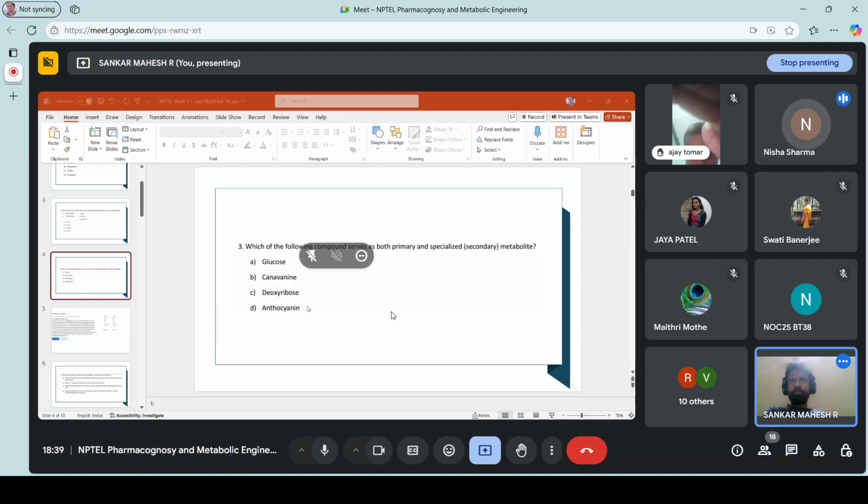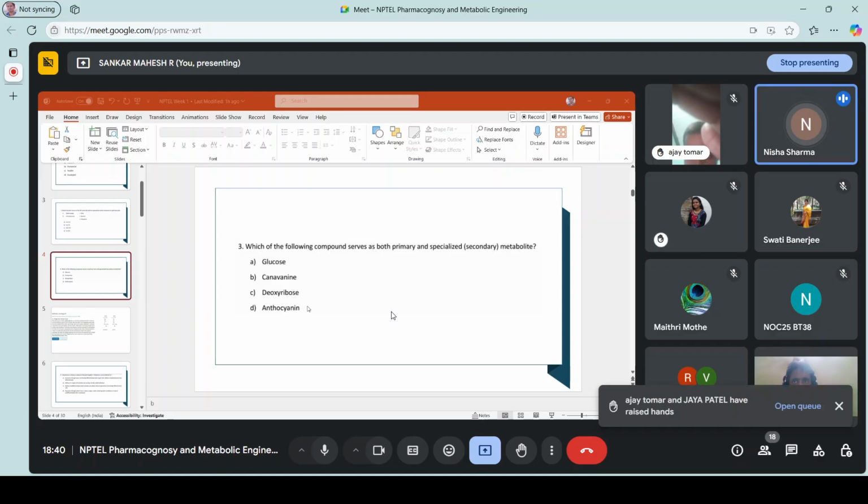So canavanine, I think so. Okay. Do you know about canavanine? Actually by name it looks like an amino acid and it is found in some plants also. I'm guessing it. Okay. We'll check with Jaya and Ajay. Jaya, you can unmute.